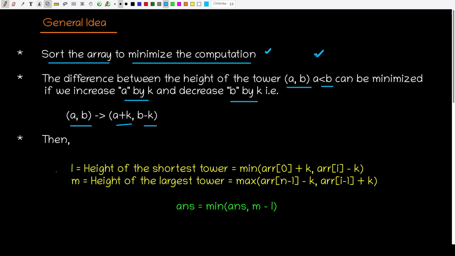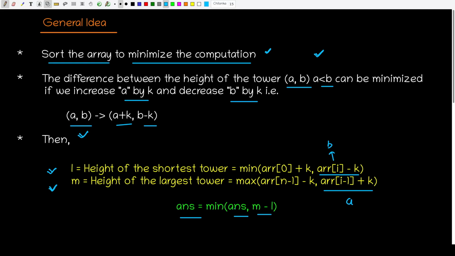With this, what we are going to do is compute the height of the shortest tower, and then compute the height of the largest tower. So this over here is my tower B, you can think of this as B from this example, and this is my A. As you can see, I'm increasing the height of tower A by k and decreasing the height of tower B by k. Then we compute the difference between the tallest and the smallest tower, and we compare it with our answer. If this is the minimum, then our answer will be updated as such, and towards the end we are going to return our answer. So that's the general and brief idea about solving this problem, folks.